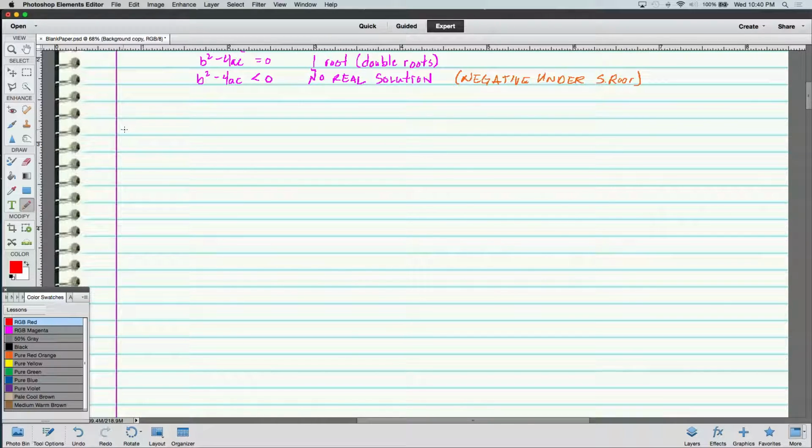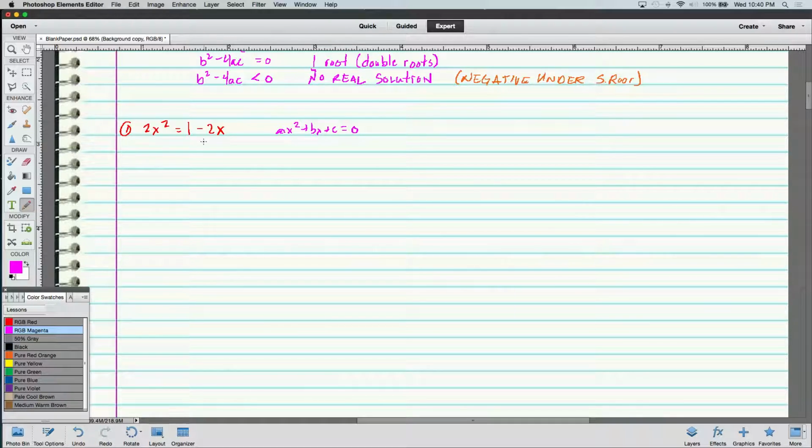So question number 1, or example number 1: 2x squared equals 1 minus 2x. We always want to start in standard form. We always want it to look like ax squared plus bx plus c equals 0. So we need it to look like this. We have to move the 2x and the 1 both over to the other side.